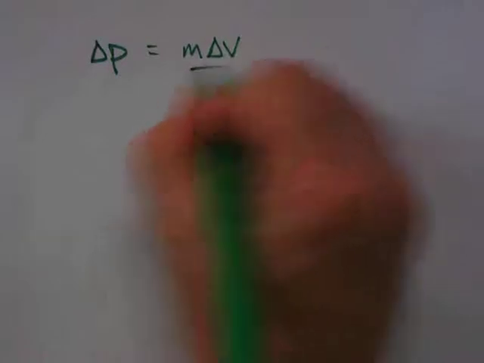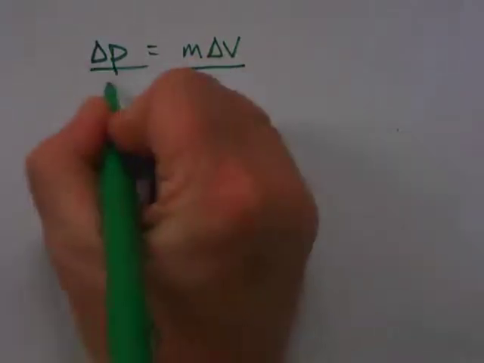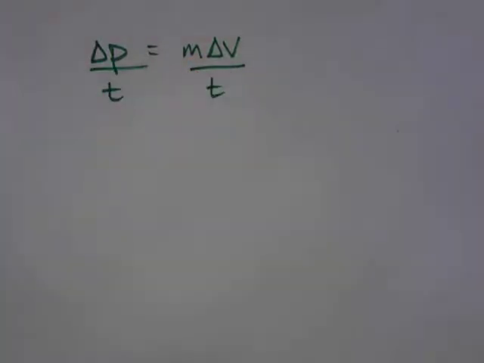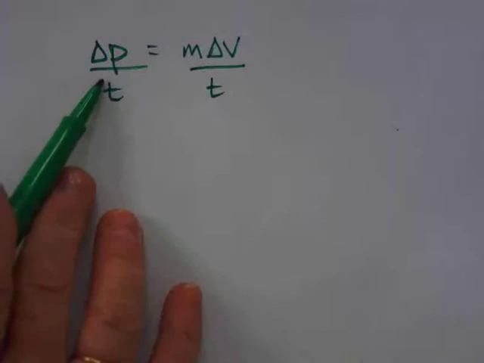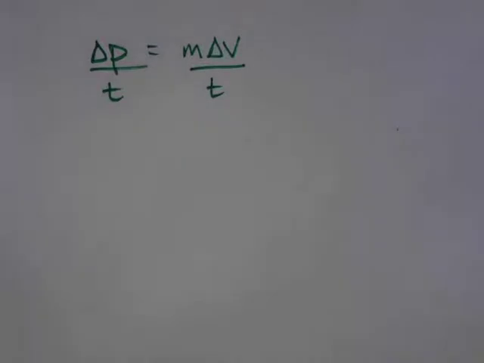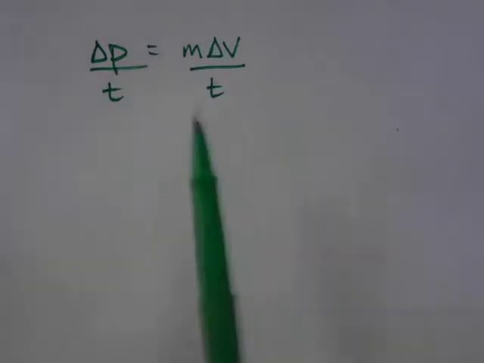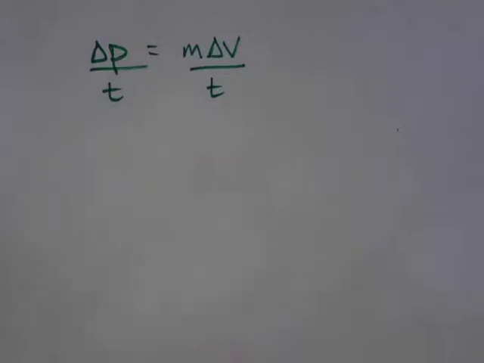Because I can, I'm going to divide both sides by time. Where did time come from? It's just the time during, this is a collision problem usually, so it's the time for the collision. And remember, as long as you do the same thing to both sides of the equation algebraically, it's fine. But that's a good question.